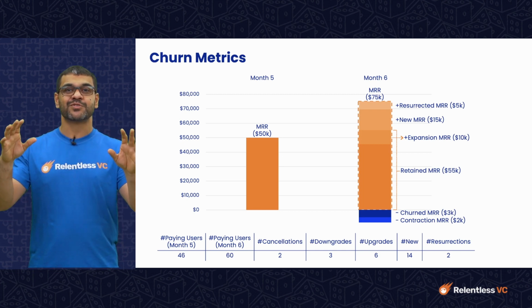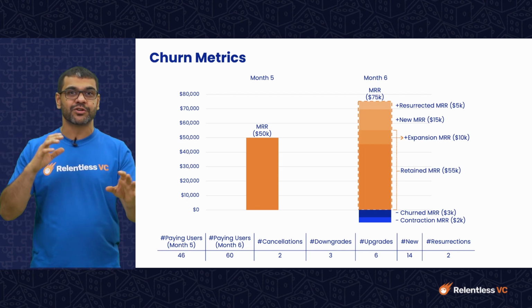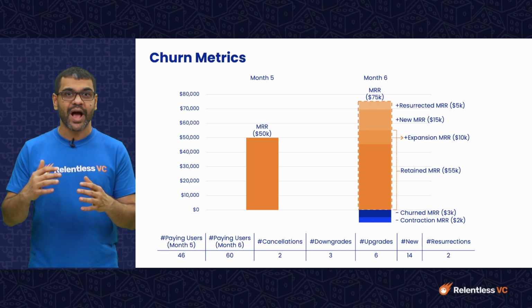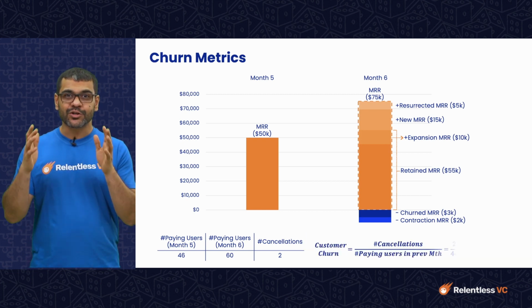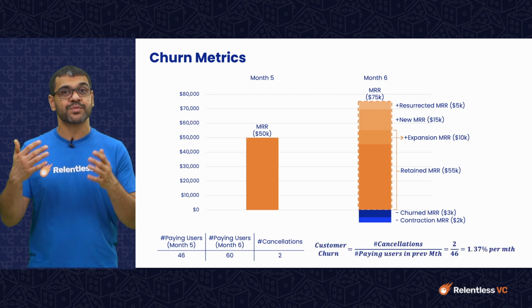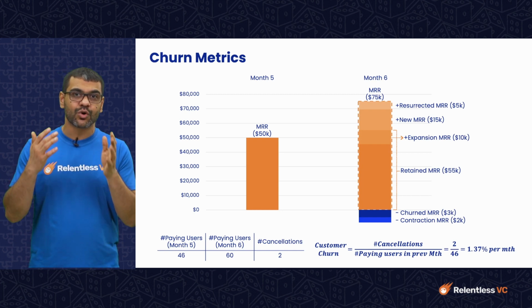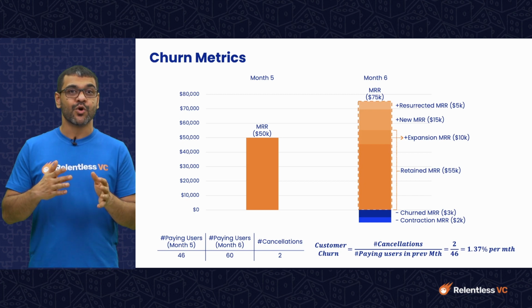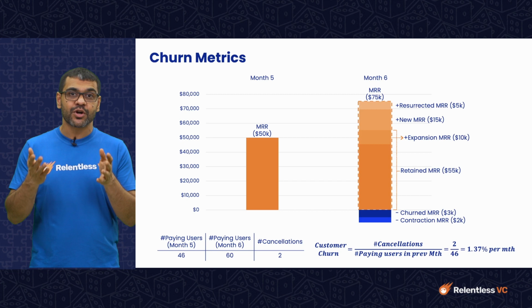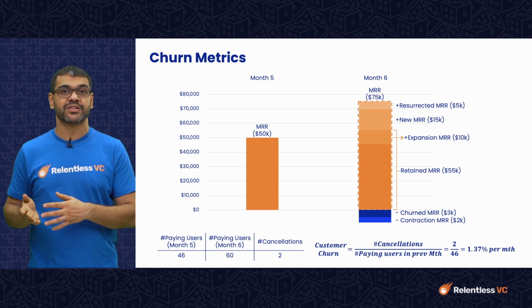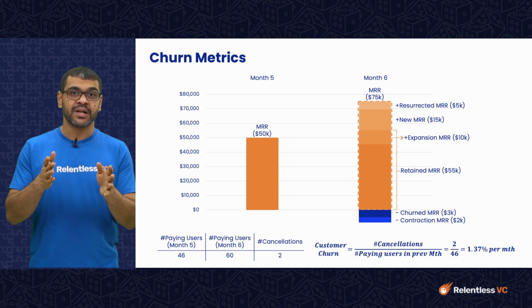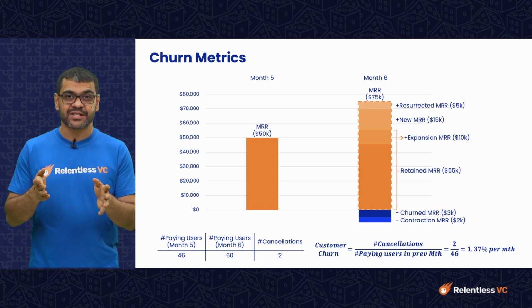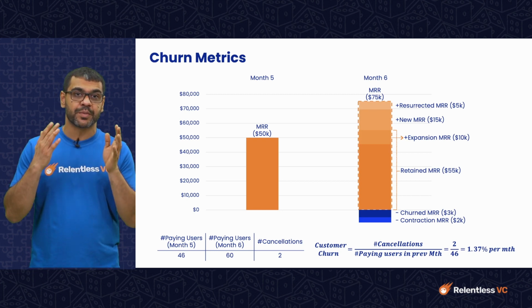Now that we have labels for breaking down MRR into different components, let's move on to actual churn metrics. One common metric you will encounter is customer churn. It's also called logo churn or volume churn. It is defined as the number of customers who cancelled their subscriptions in a month divided by the number of active subscribers in the previous month. So, in our example, this is 2 divided by 46, which is 1.37% per month.